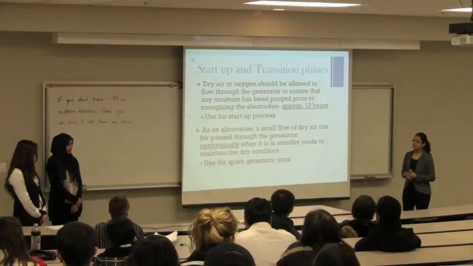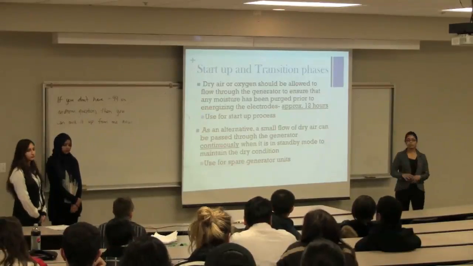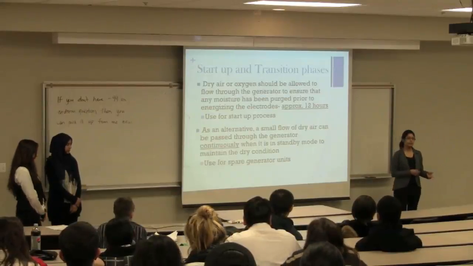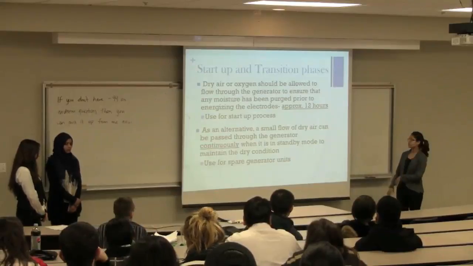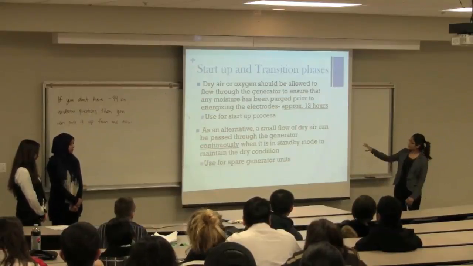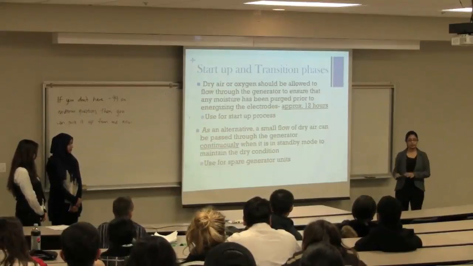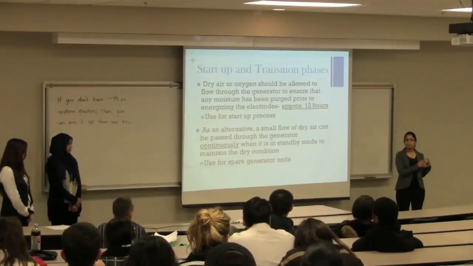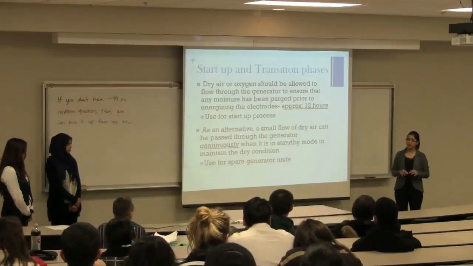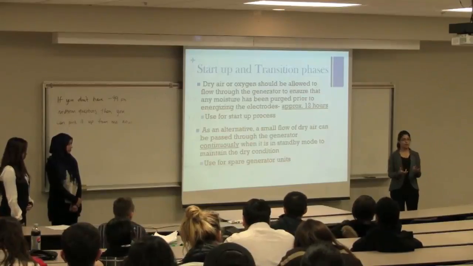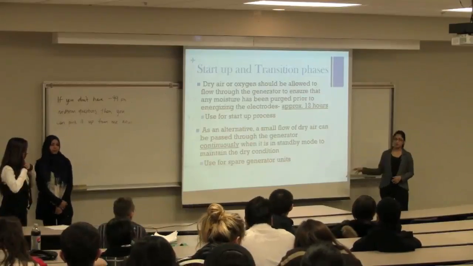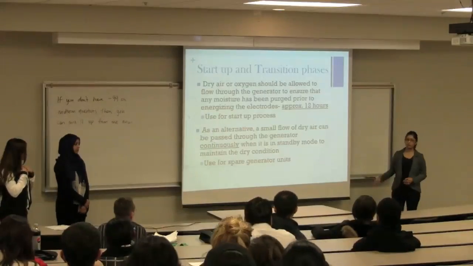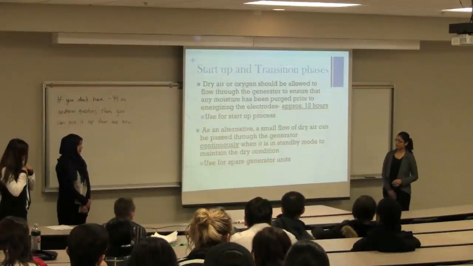So one of the suggestions is that either dry air or oxygen should be allowed to flow through the ozone generator to ensure that any moisture in the generator is removed before you energize the electrodes, so that condensate won't form. This process takes approximately 4 hours. That's a long process when you are in a rush or you don't have a 12-hour window. As an alternative, a small flow of dry air can be passed through the generators, so your generator is always dry. This option is strongly recommended for backup generators, because think about it, if you have a backup generator and condensate forms, then you have to shut down the whole thing.